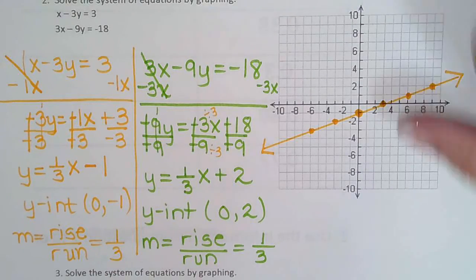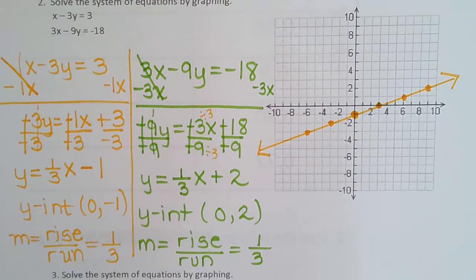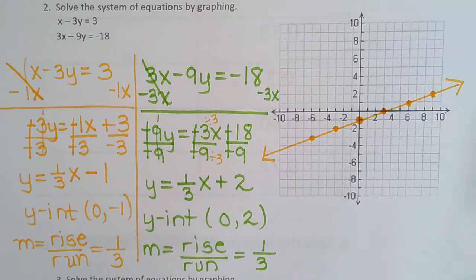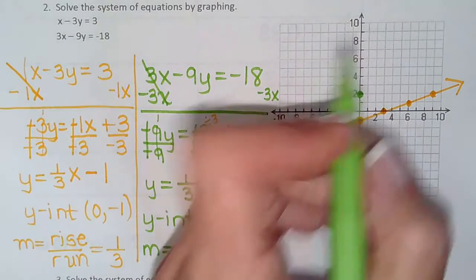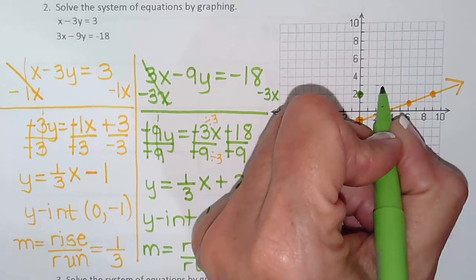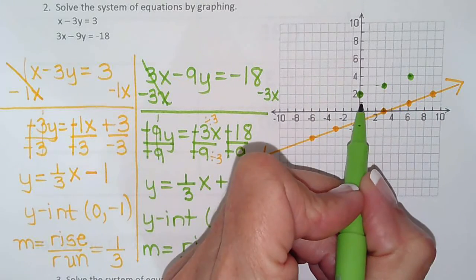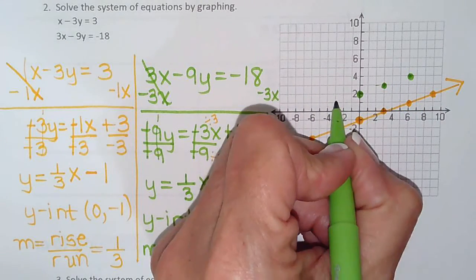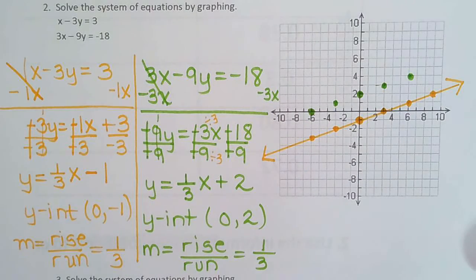But when it says solve by graphing, even if you see ahead of time that it's not going to have a solution, you still have to put your lines on the graph because that's part of your points. So 0, 2, rise 1, run 3, rise 1, run 3, and then we can go down 1, left 3, down 1, left 3. And as predicted, parallel.